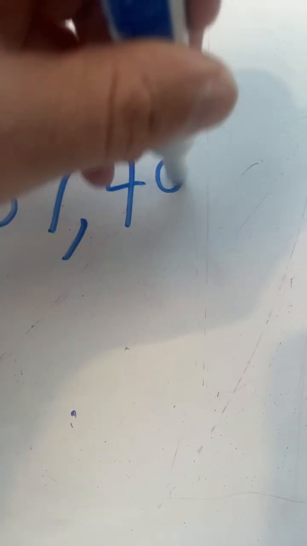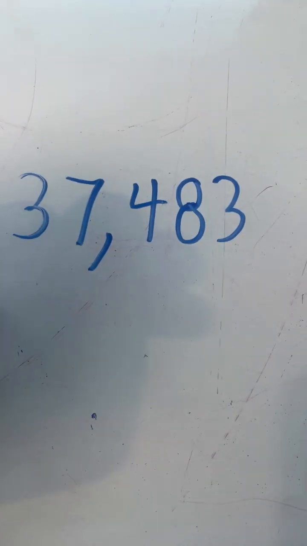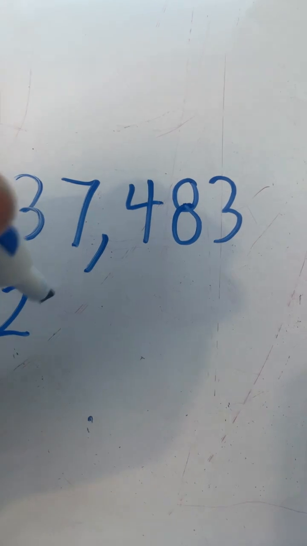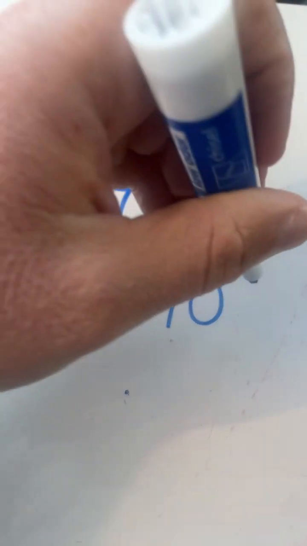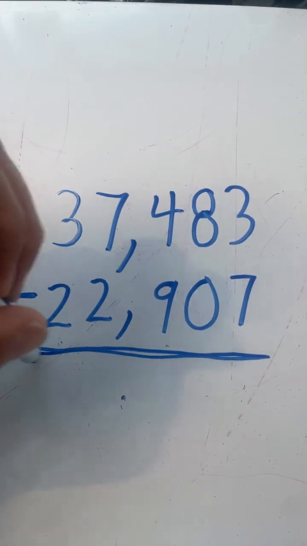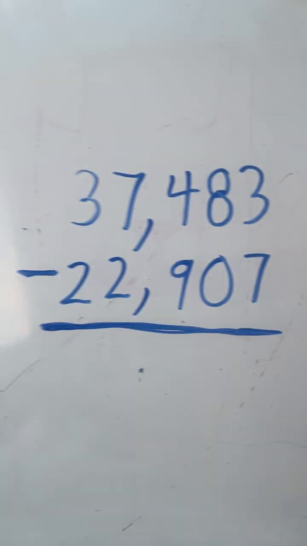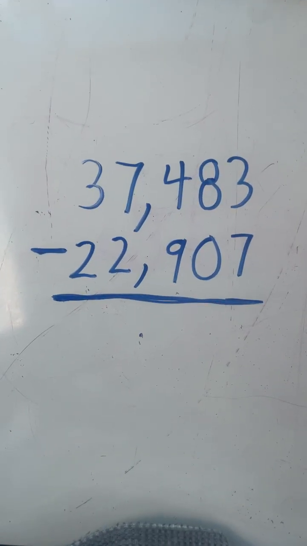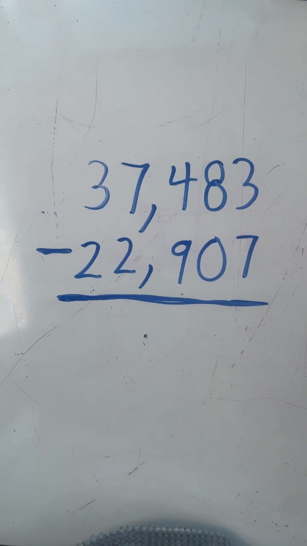All right, 37,483 minus 22,907. So again, before I do any subtraction, I'm going to look and see where regrouping is needed.